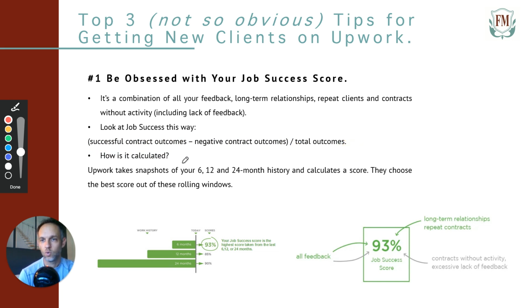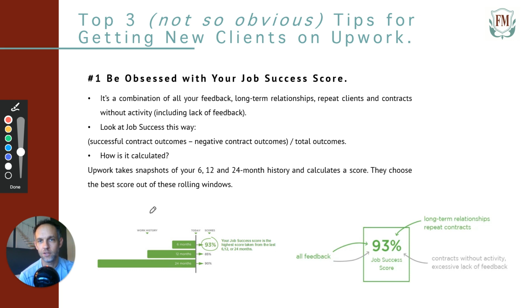All right. So how is it calculated? Well, you might think it's just like every day or every week, but it's actually not. Upwork takes a snapshot of your 6, your 12, and your 24-month history, and they calculate it into one score. And here it is. All right. So there's how I do it. Now, what they do is they choose the best score out of the rolling windows. They don't choose the worst score.